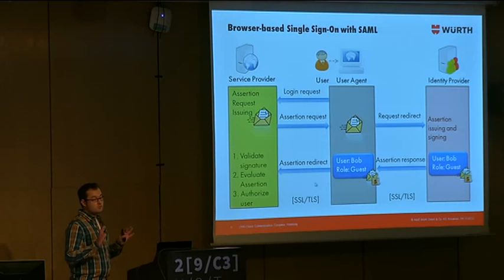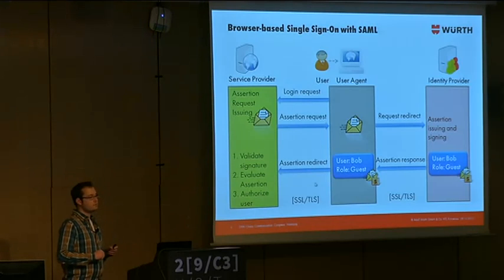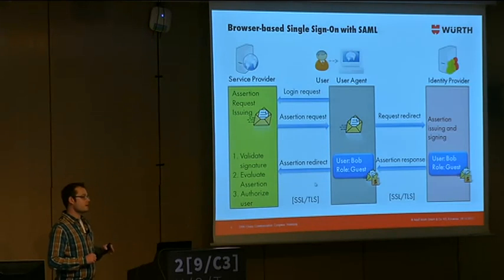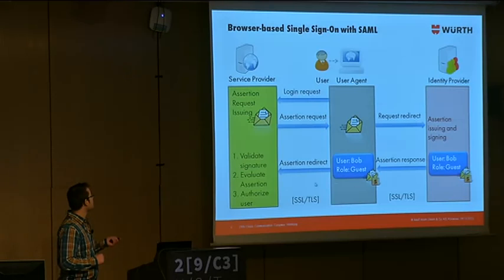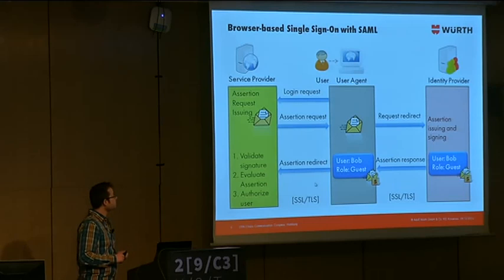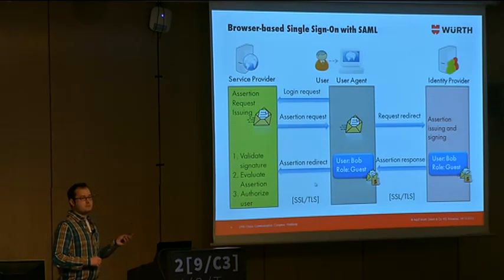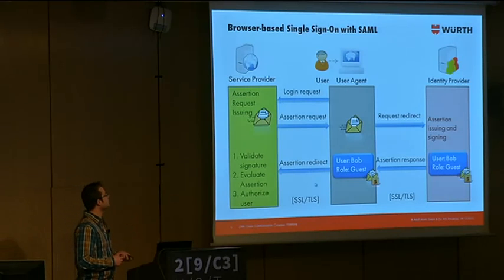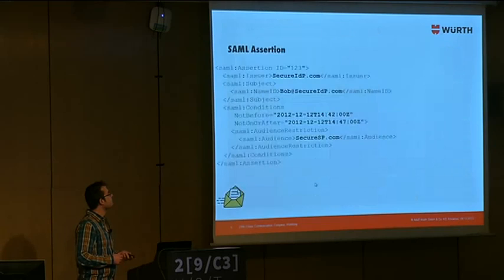It's important to emphasize that all communication between service provider, user agent and identity provider is secured by SSL and TLS channels. Additionally, the assertion is secured by an XML signature, as said before. So, we could assume that SAML is pretty secure. I will show you in a few slides that this is not true in some cases.